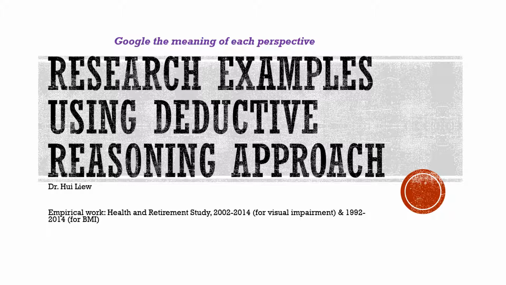For visual impairment, the longitudinal dataset was collected from 2002 to 2014. For BMI, data was collected from the very beginning, which is 1992 to the 2014 wave.